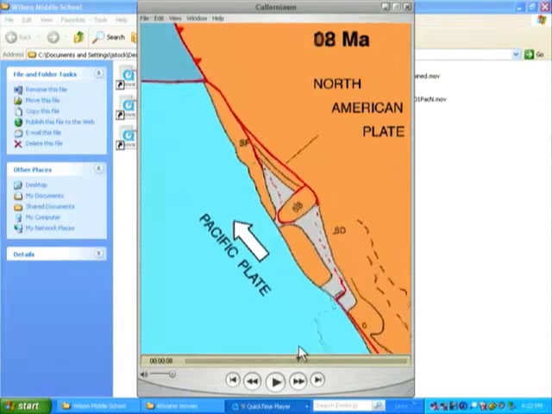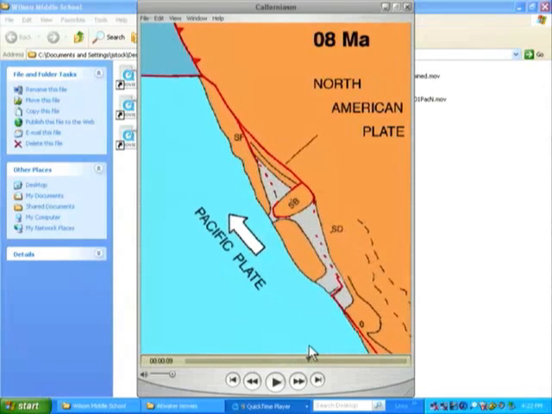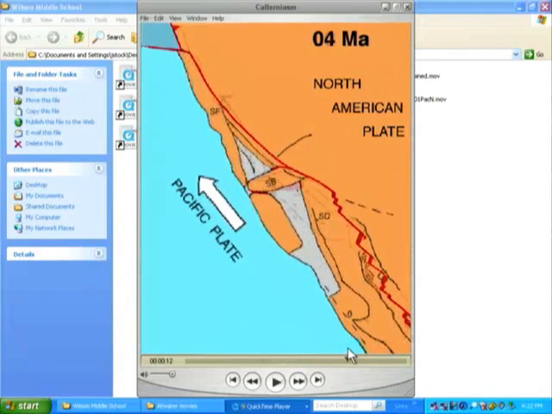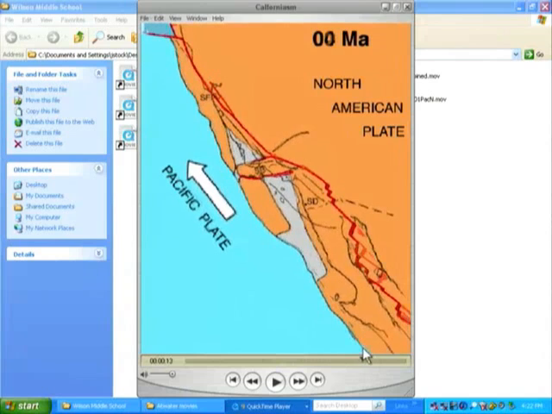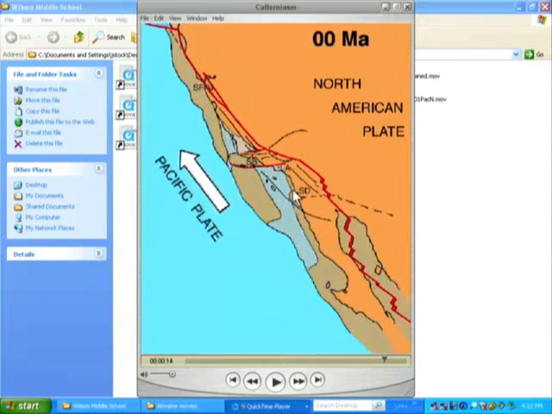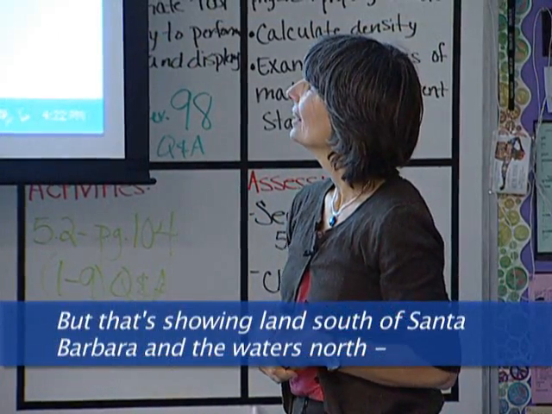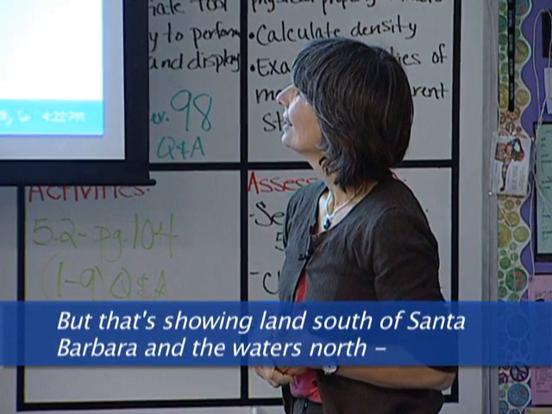And then you'll see San Diego moving away from the rest of North America here, where the Gulf of California is starting to open up right there. So now we have what looks like the San Andreas Fault System connected to the Gulf of California, and we've got all of these mountain ranges getting squished because of the plate motion, because the plate boundary changed and the block kept rotating. So that's showing land south of Santa Barbara and the water north.